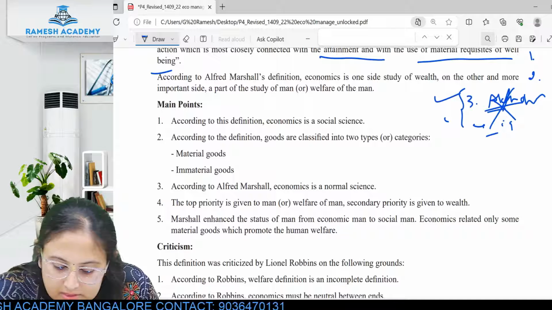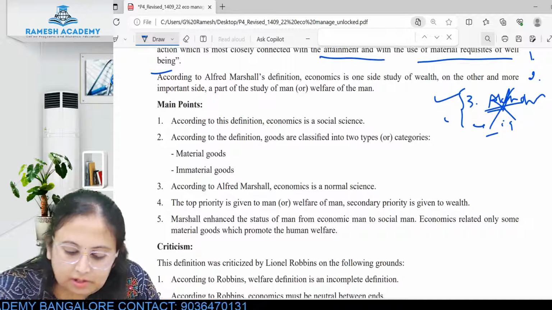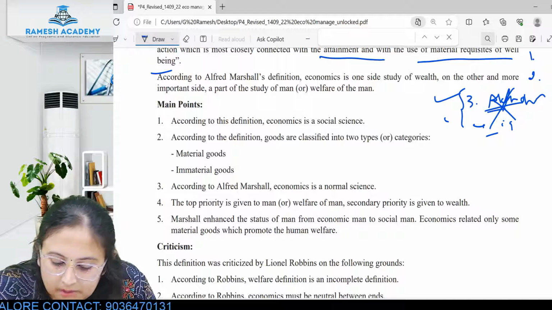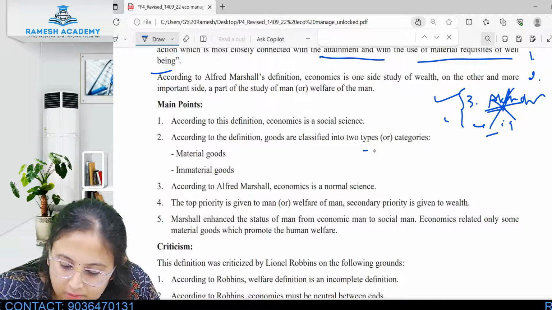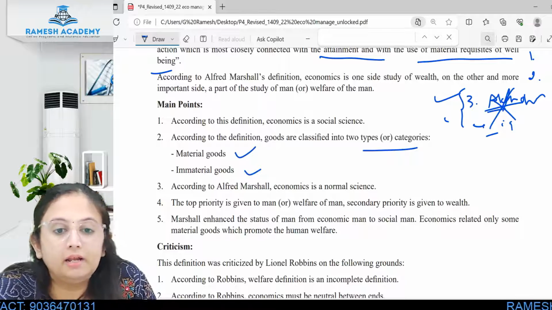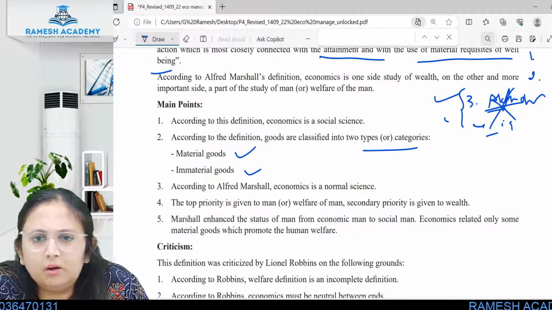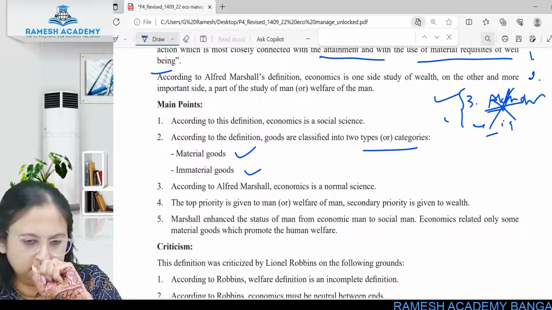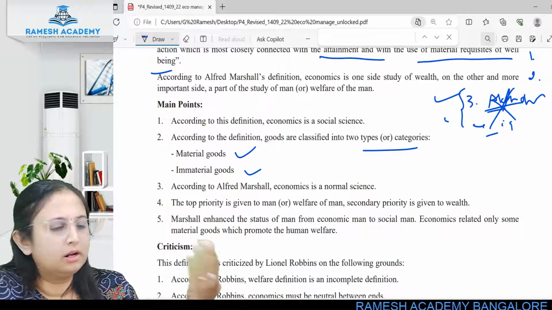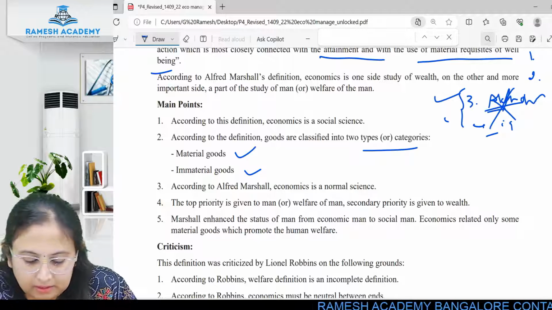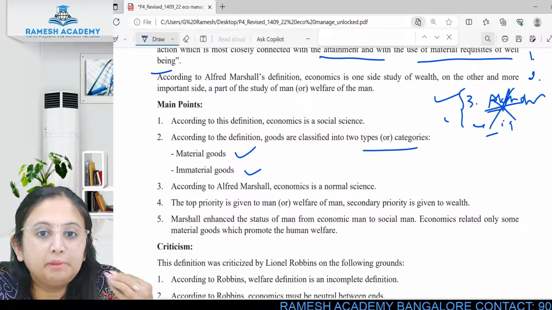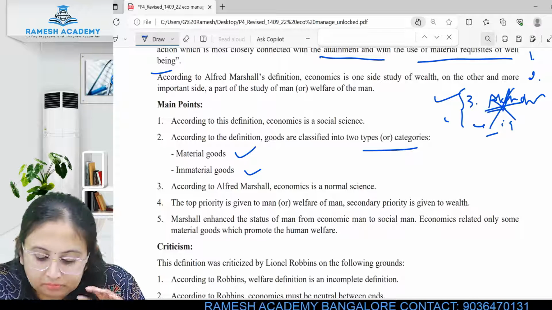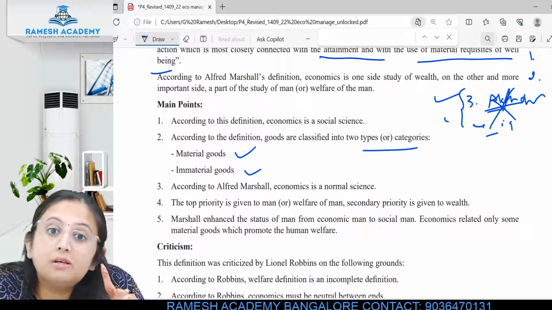So the first point is, according to this definition, economics is a social science. It is not a pure science, it is a social science. Then according to this definition, goods are classified into two categories, that is material and immaterial. Material goods are those which earn money, like the jewelry you buy, or a house or a car. All these are material. Immaterial is your health, happiness, good practices. Those are immaterial.